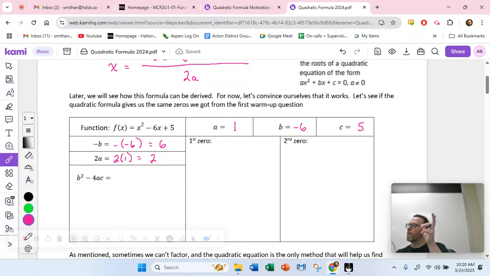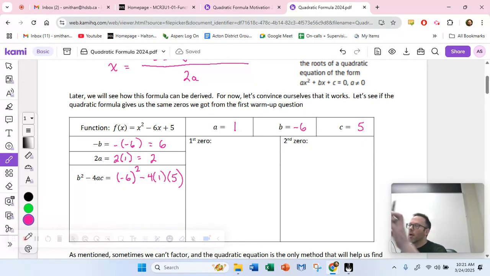This third part of the formula has a special name. We'll give it later. This b squared minus 4ac bit is very important. And this one I will show a bit of work because there's a few talking points. So b is -6. So we'll do -6 squared minus 4 times 1 times 5. A is 1, C is 5.